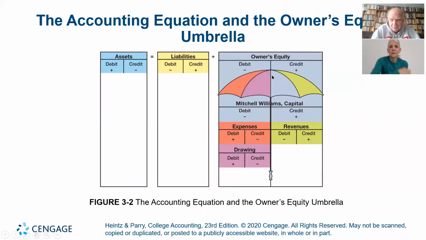Owner's equity has a credit balance. Revenues have a credit balance. Expenses a debit balance.